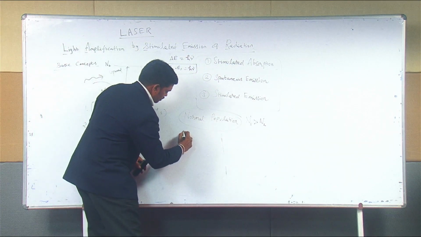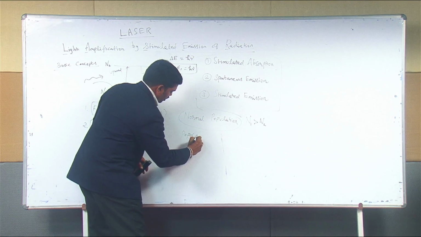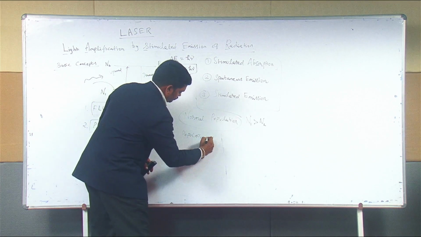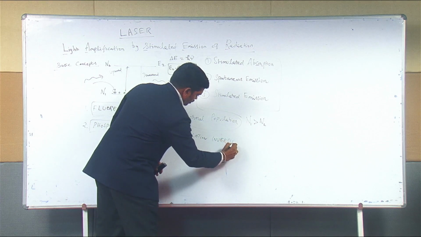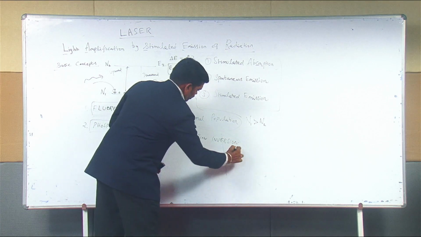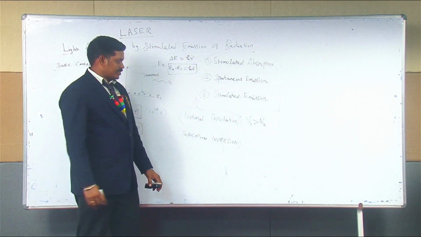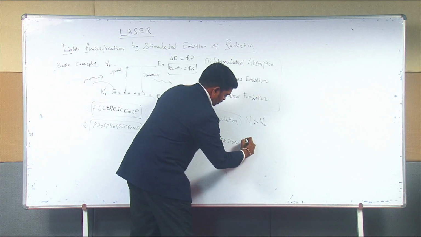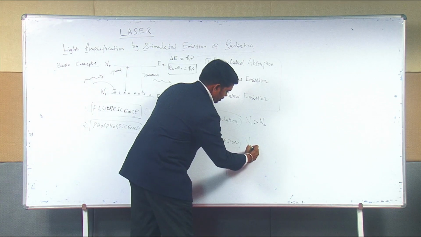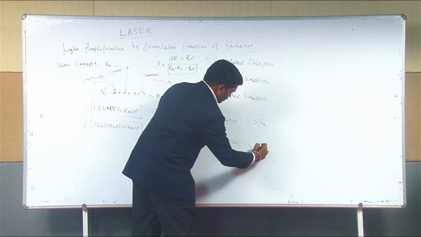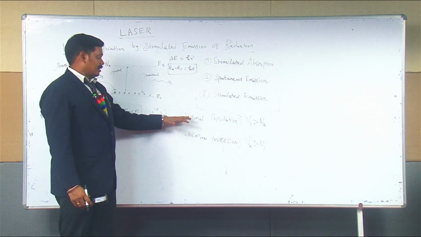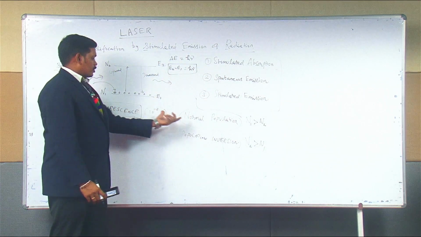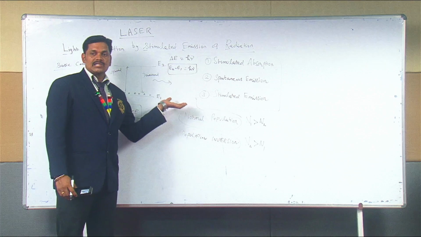The second condition is population inversion. Population inversion means the atoms or molecules in the excited state are greater in number than in the ground state. Now, you can clearly understand, mostly in the normal population we could not achieve any laser action.